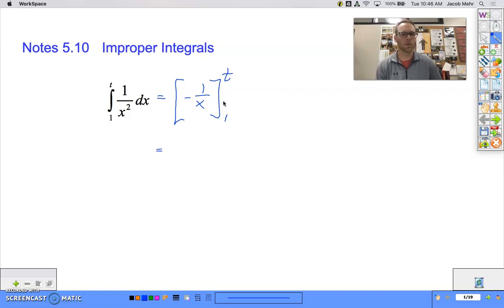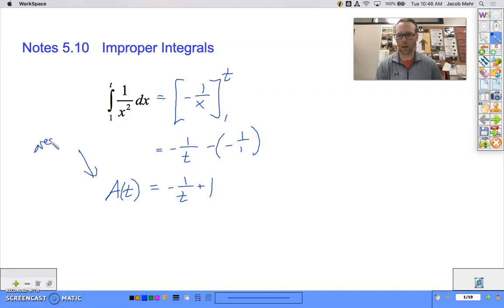Now using the fundamental theorem of calculus, we substitute in the t, and then we substitute in the 1. So we end up with negative 1 over t plus 1. Now, notice our integral had a bound that was a variable t. We've talked about this before. We can think about this as an area function, can't we? We'll just call it A of t. That is an area function.